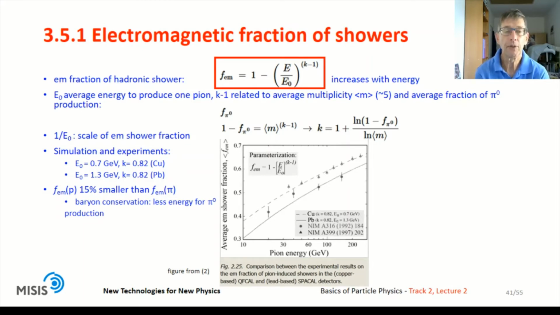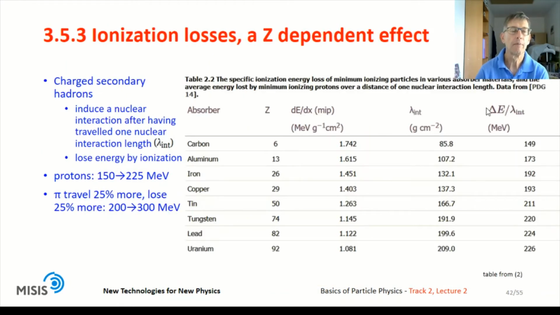You can see in the plot, the continuous line is for lead, the dashed line is for copper, and the measured points follow pretty much the formula at the top of the page. Of course, the fraction of electromagnetic showers for protons is 15% less than for pions because of baryon number conservation. There's less energy for pi zero production, and it is the pi zeros that generate these electromagnetic showers.